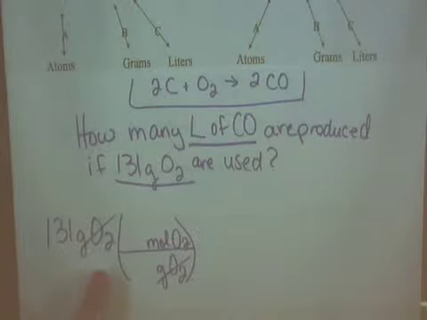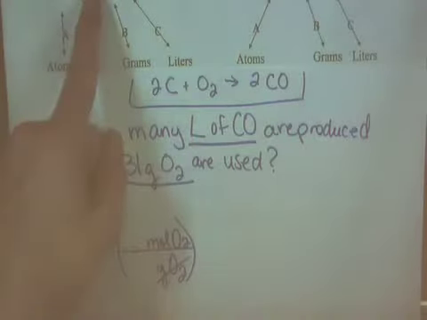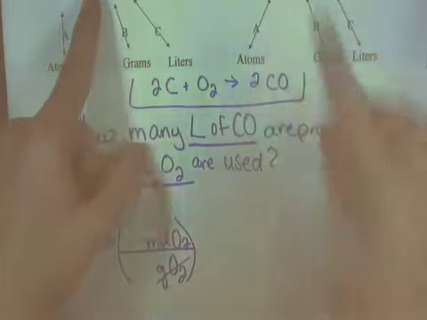So the grams of oxygen cancel with grams of oxygen. I'm left with moles of oxygen. Is that what the question asks for? How many moles of oxygen? No, it asks how many liters of a different chemical. So what's my next step? What's the whole thought process? Why do you have to do the mole ratio? I'm going to have to cancel the moles out and get to the other chemical.